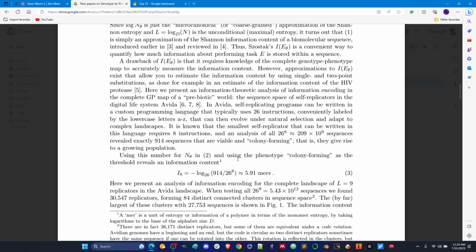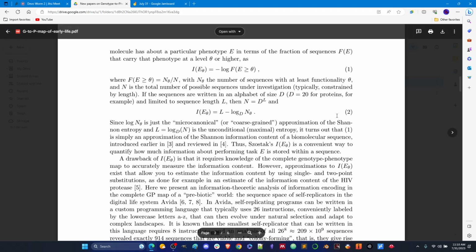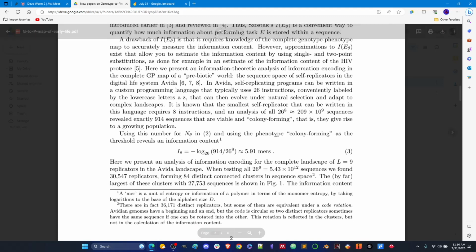So using the number for n and 2, which is this equation up here, and then using the phenotype colony forming as a threshold, so it has to have a colony forming attribute, and whatever that looks like. I guess you could, in a computer program, define a colony forming phenotype very precisely. It reveals an information content of 5.91 mers.